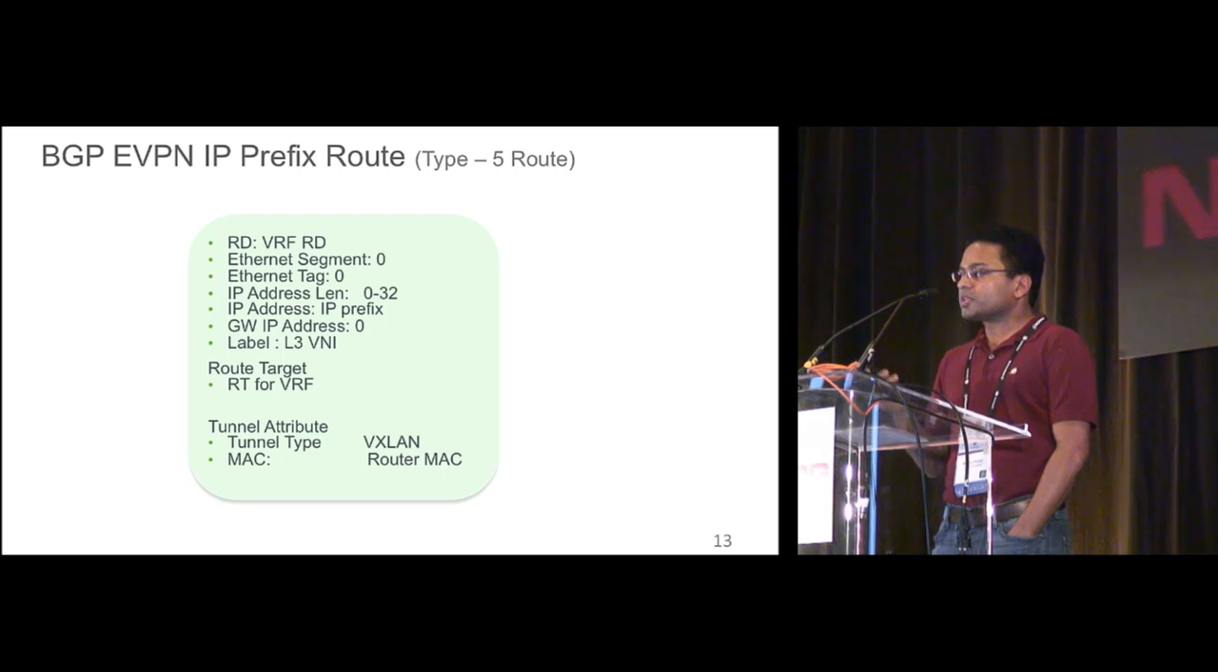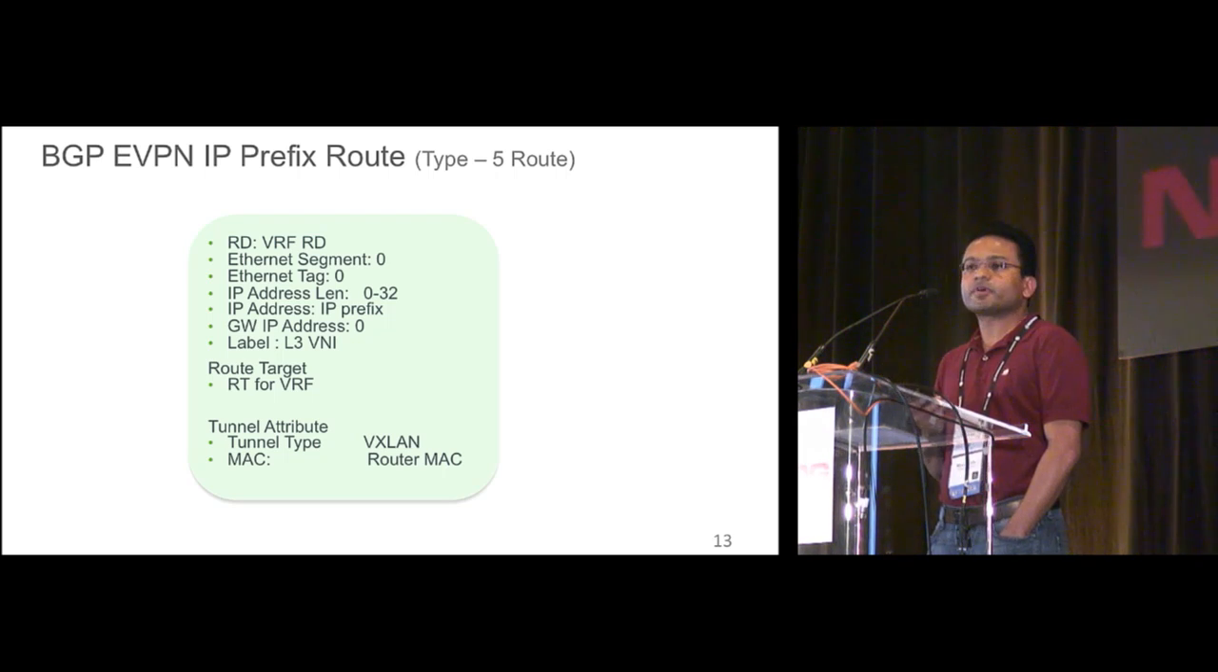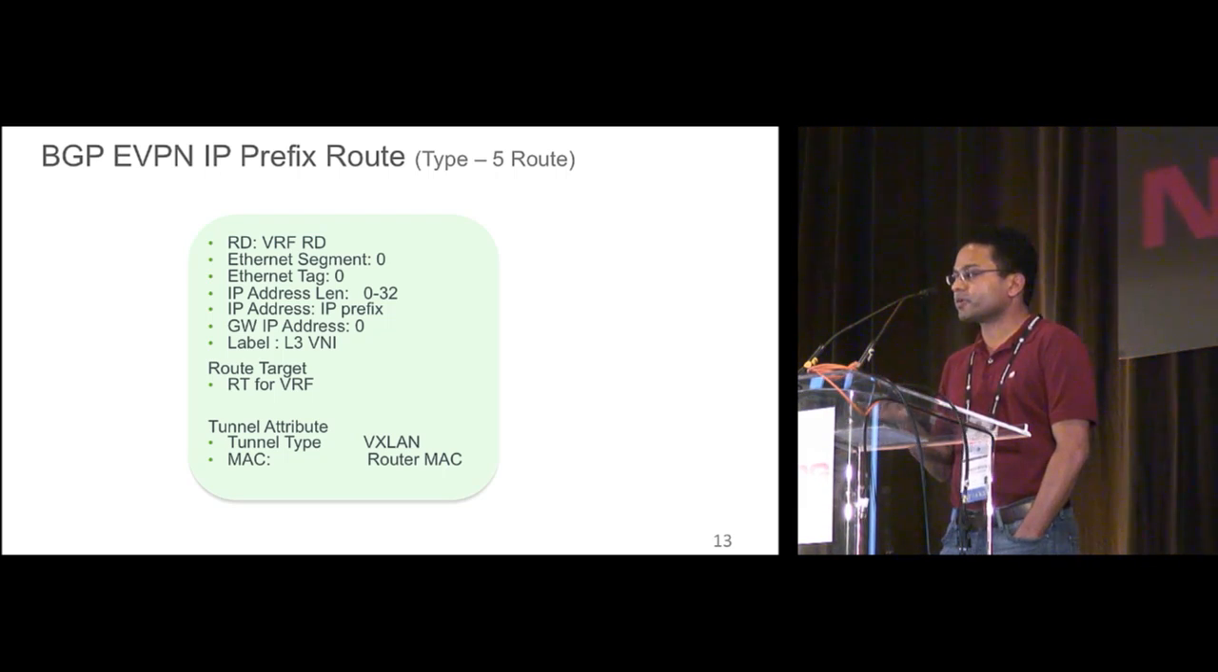For now, the IP address here, you're talking about connected interfaces. These are not host routes. These are basically addresses which are aggregates or connected routes, which can have multiple hosts lying behind that connected interface. It will have a label, an L3 label, which is an L3 VNI, which points to the VRF, and a route target similar to what we have for type 2, and the same tunnel attributes which we talked about in the earlier type 2 route.